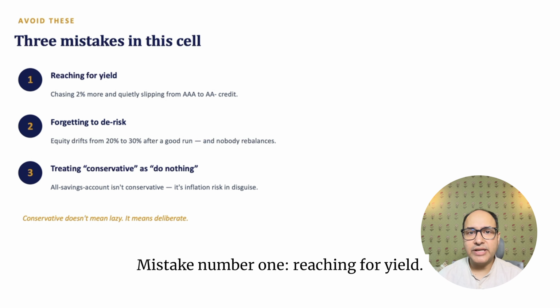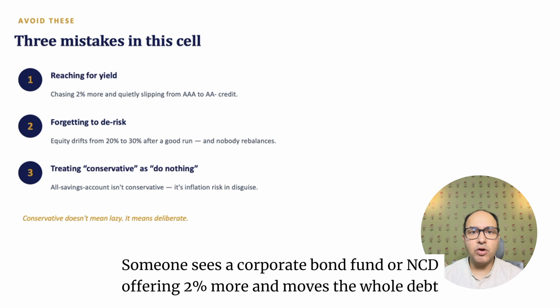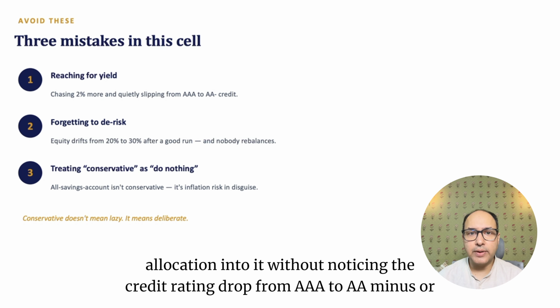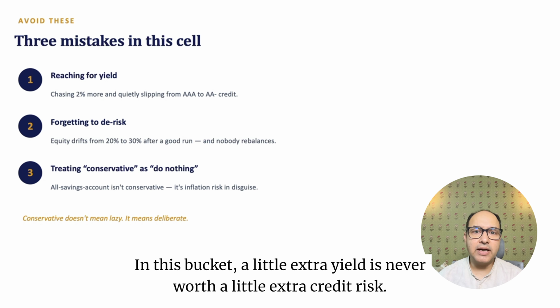Mistake number one, reaching for yield. Someone sees a corporate bond, fund, or NCD offering 2% more and moves the whole debt allocation into it without noticing the credit rating drop from AAA to AA minus or even below. In this bucket, a little extra yield is never worth a little extra credit risk.